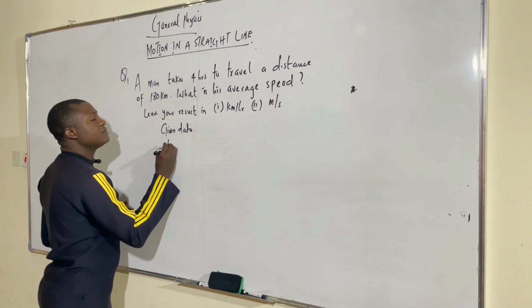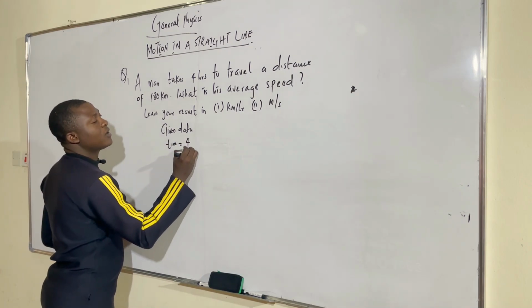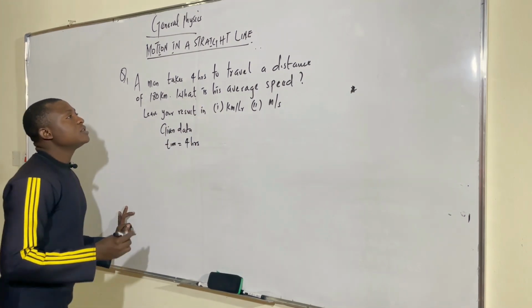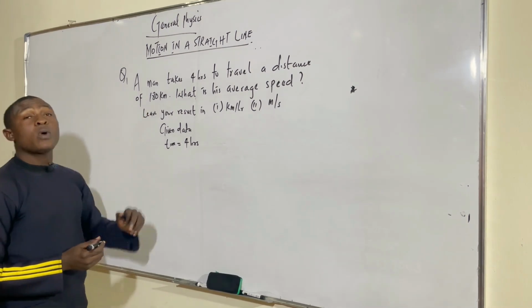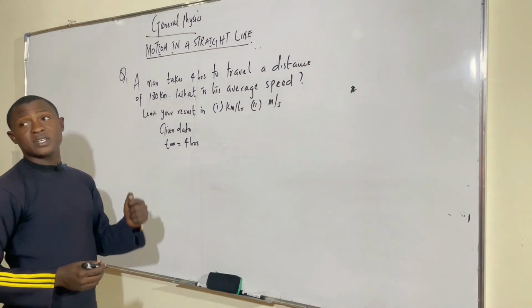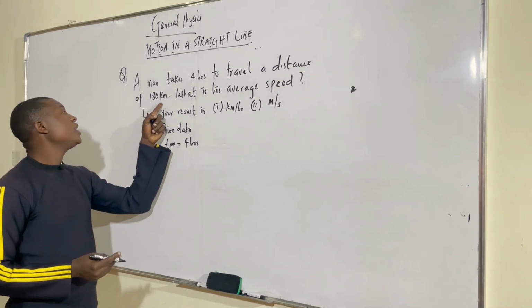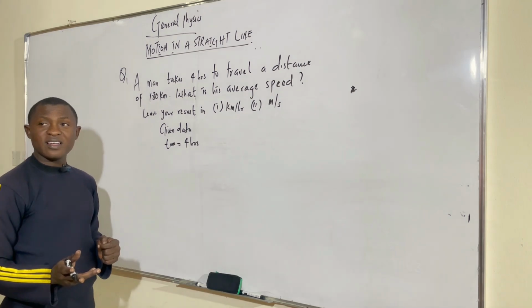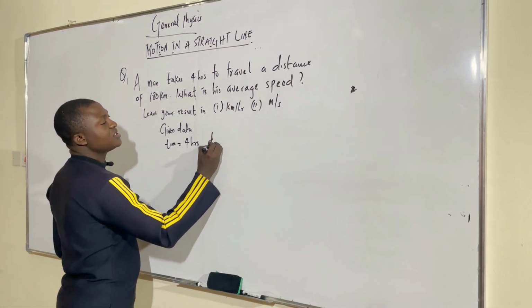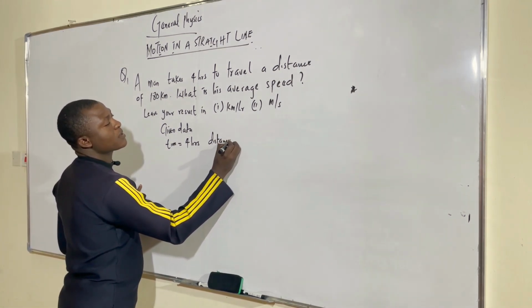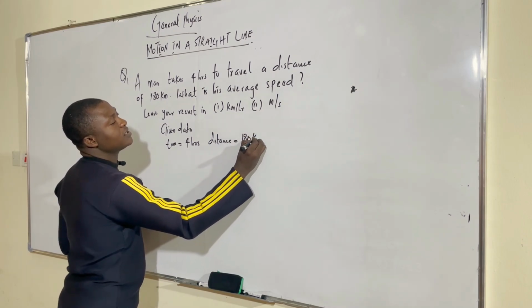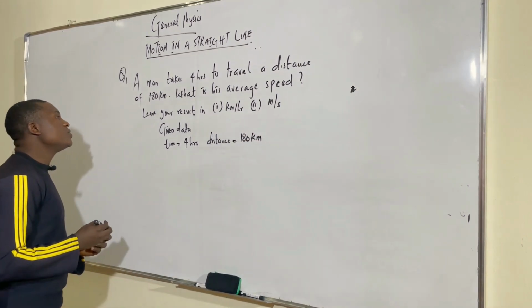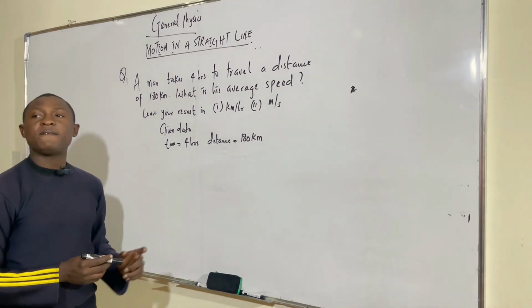We are given time. The time is 4 hours to travel a distance of 180 kilometers. So luckily for us, the dimension is this. Even without being mentioned, we know when we have kilometer, it is for distance. Good. So the distance we have here is 180 kilometers. So now they ask, what is his average speed?